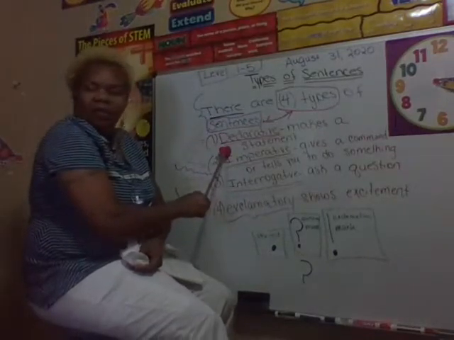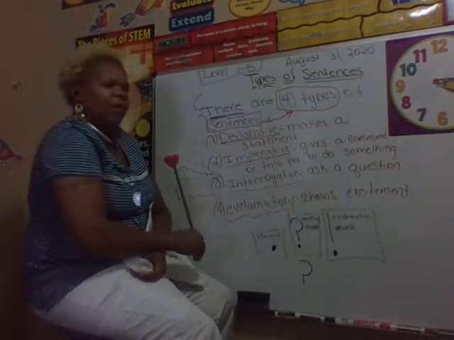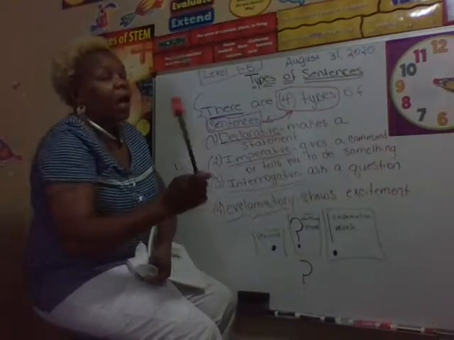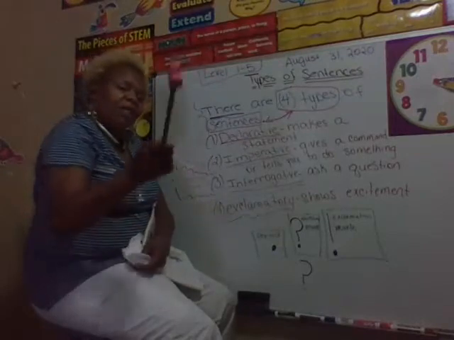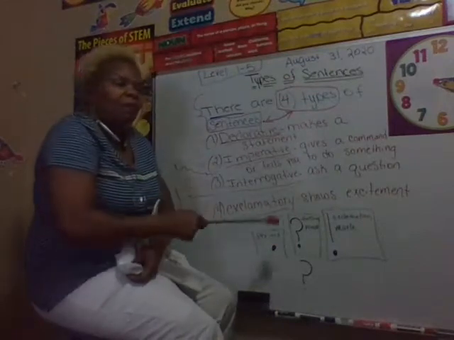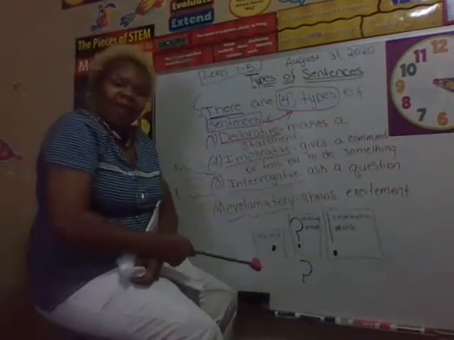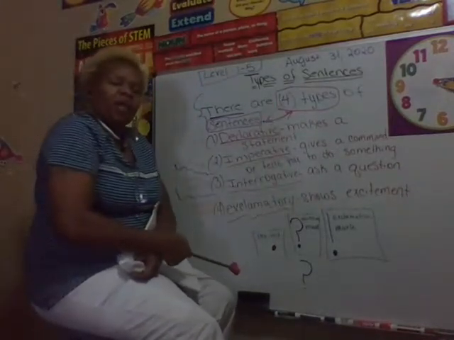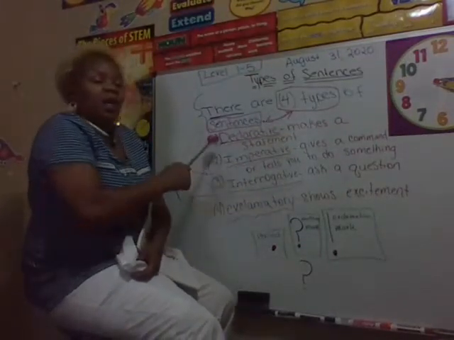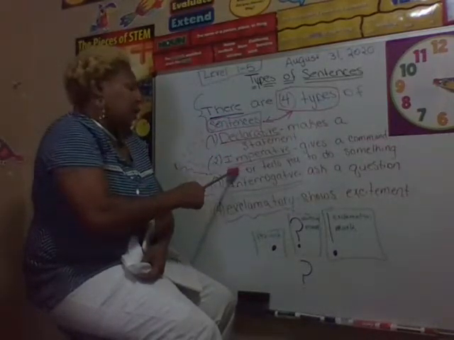Declarative. What is a declarative sentence? Does anybody know? It makes a statement. What is a statement? Can you give me a statement? My name is... Sure. You're right. Exactly what you said. I go to school at... You're right again. I am 10 years old. You're right again. Don't hesitate. You're just giving me some information. You're not telling me to do anything. Anytime you're giving information, you're making a declarative sentence.